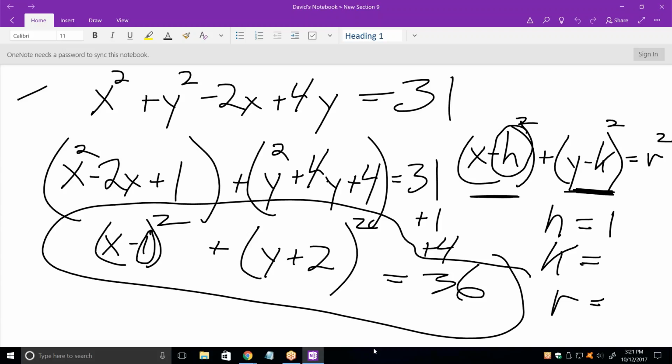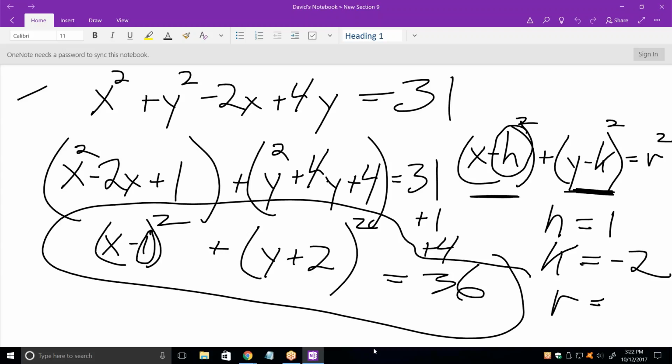What's k? Negative 2, or positive 2? Negative 2. You were correct. It's y minus k. Since I'm looking at a y plus 2, k has to be negative 2. Because it's really y minus a negative 2, which gives you y plus 2. And what's r? 36. And that's r squared.